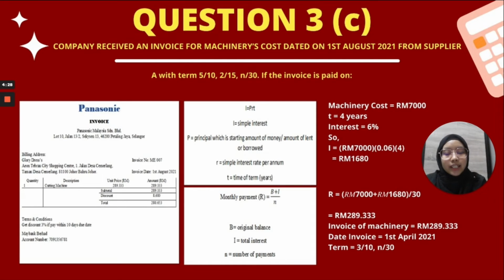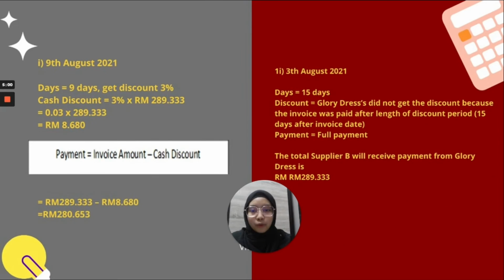Next, the other formula we use to find how much supplier A needs to receive as payment from our company is the monthly payment R equals B plus I over N. The calculation is R equals 7,000 plus 1,680 ringgit divided by 30. The answer is 289 ringgit 0.33 cents.